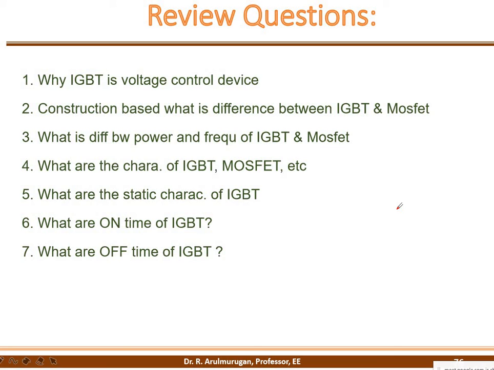We are going to start the review of that topic. Why is IGBT a voltage control device? Because at the input side a MOSFET is used. It is a combination of the MOSFET and IGBT. The input side uses this device, called MOSFET. That's why it is a voltage control device.